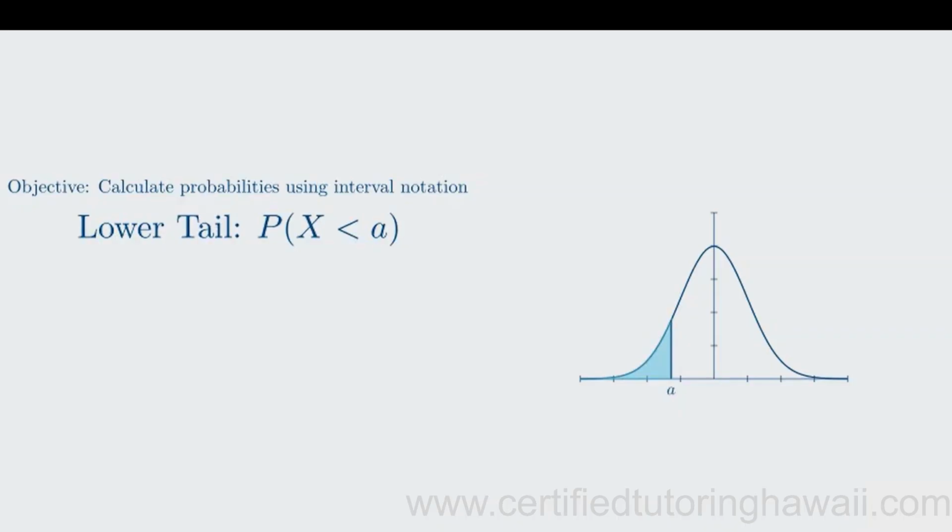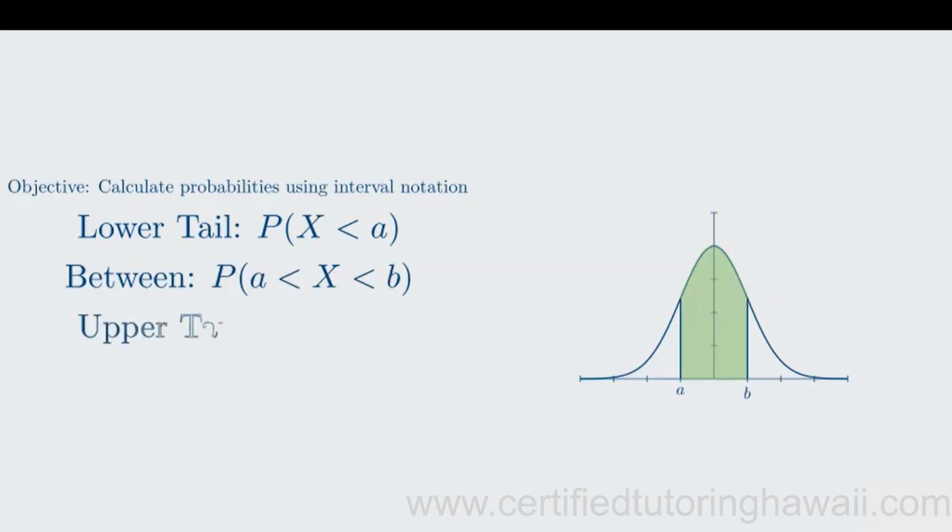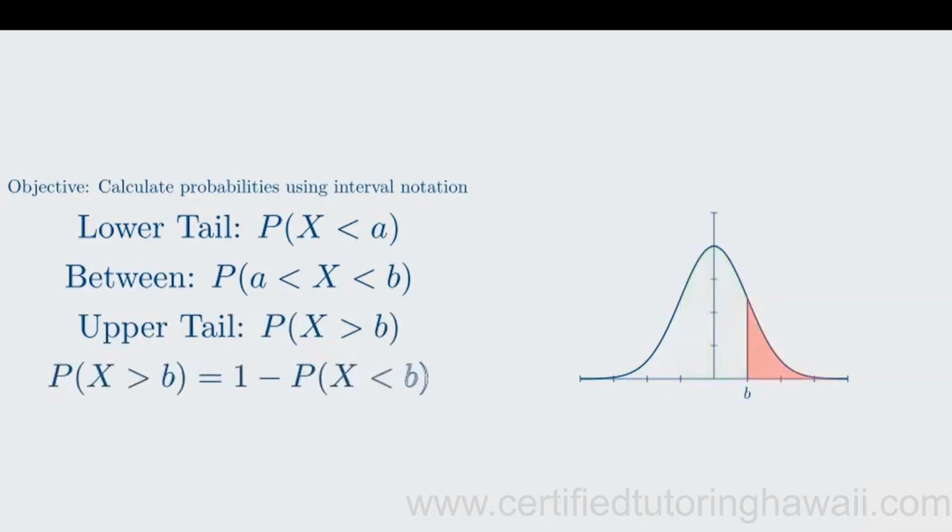If we write the probability that x is between a and b, we are looking at the area trapped between those 2 boundaries. This is the probability that a random variable falls within that specific interval. Finally, the probability that x is greater than b represents the area to the right. This tells us the proportion of values that are higher than a certain threshold. Remember, the total area is always 1, so the area to the right is simply 1 minus the area to the left.